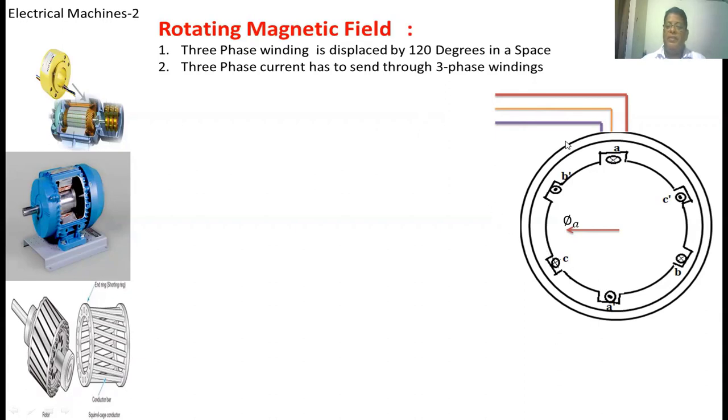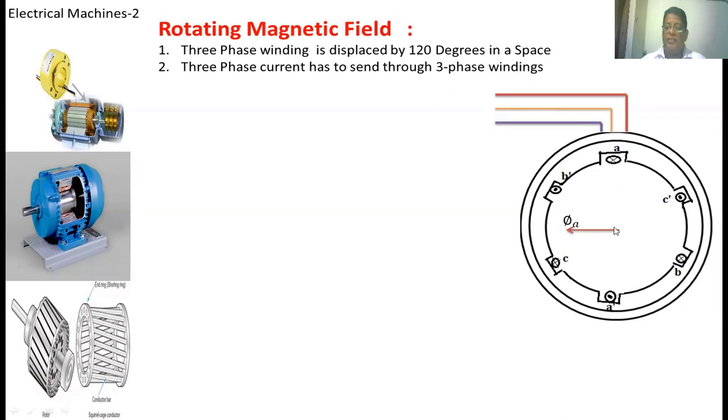120 degrees in space. Suppose this is the axis of the A phase. Now this is the B phase. The angle between the A phase and B phase is 120 degrees. Again, the angle between the B phase and C phase is 120 degrees. In that manner, we kept the stator winding in the stator so that it will create a rotating magnetic field. Now we are going to see this graphically.